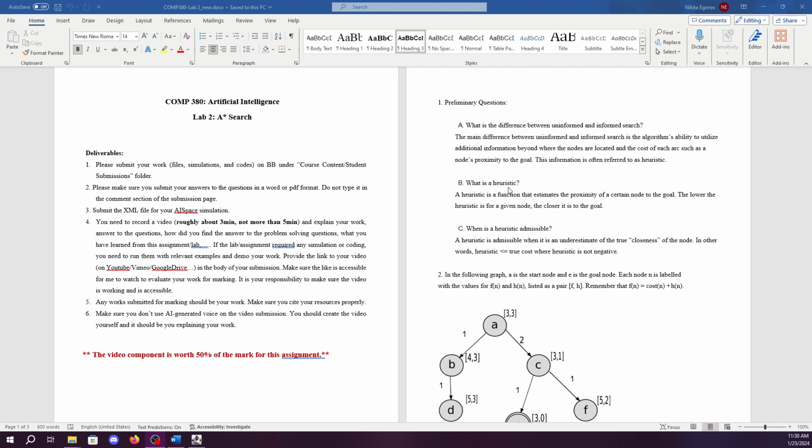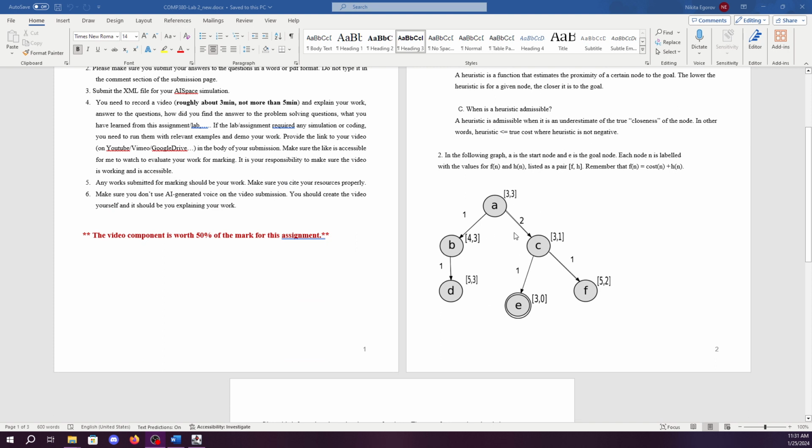In our particular case, the heuristic is going to be the estimate of the distance from a node to the goal. And for a heuristic to be admissible, the function must always be an underestimate of the true cost, which means that the value of the heuristic must be less than or equal to the true cost of getting from that node to the goal.